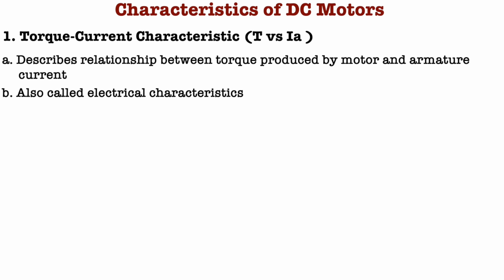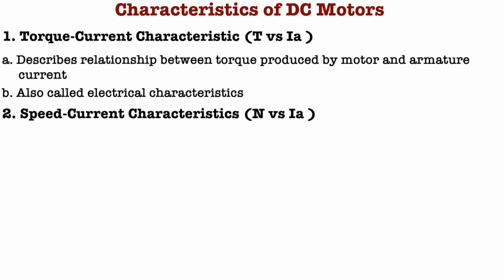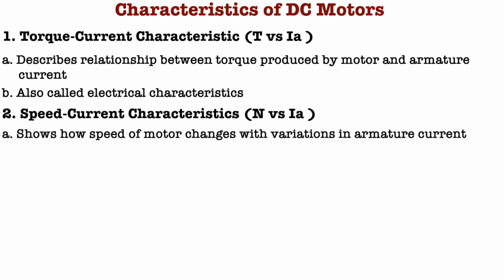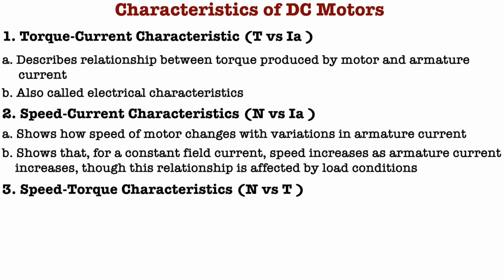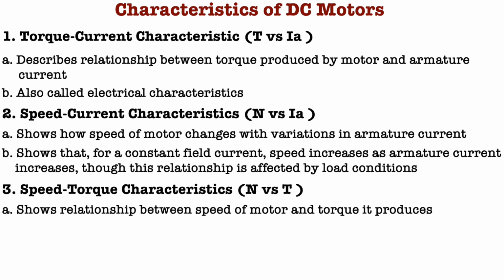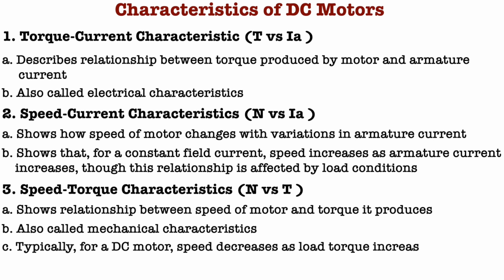The second one is the speed current characteristic, that is N versus Ia, which shows the speed of the motor with the variations in the armature current and shows that for a constant field current the speed increases as the armature current increases, though this relationship is affected by the load conditions. The third one is the speed torque characteristic, N versus T, showing the relationship between the speed of the motor and the torque it produces. These are also called mechanical characteristics. Typically for a DC motor, the speed decreases as the load torque increases.